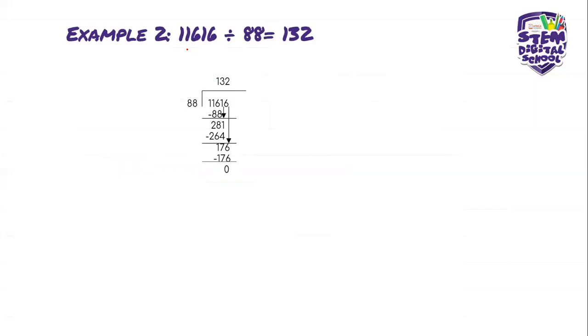11,616 divided by 18. So we try. It's 2 digits, right? And it being 2 digits means one thing and one thing only: I need to look at 2 digits and more when I'm doing my first division. So 18 into 116 goes how many times? Once. 1 times 18 is 18. 116 minus 88 is what? Sorry, 116 minus 88 is 28.